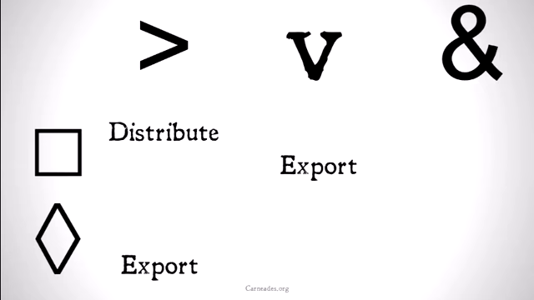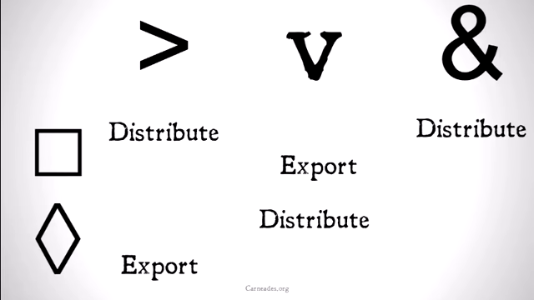So far in this video, we've shown that you can export necessity across disjunction, distribute possibility across disjunction, distribute necessity across conjunction, export necessity across conjunction, and distribute possibility across conjunction.